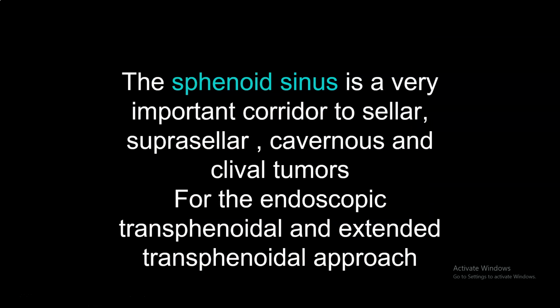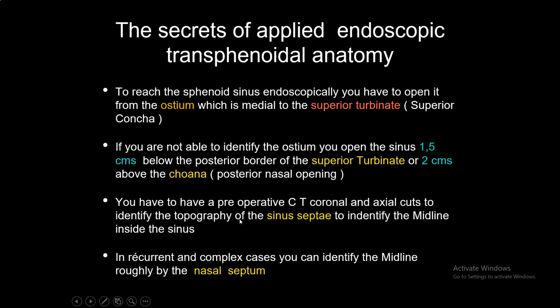The sphenoid sinus is a very important corridor to the sellar, suprasellar, cavernous, and clival tumors. So all these regions can be reached from the sphenoid sinus. You can do surgery for the sellar region, suprasellar region, cavernous sinus, clival tumors, even middle fossa tumors and the Gasserian ganglion, with the endoscopic transsphenoidal and extended transsphenoidal approach. So we have the endoscopic classic transsphenoidal and the extended transsphenoidal. Secrets of applied endoscopic transsphenoidal anatomy.